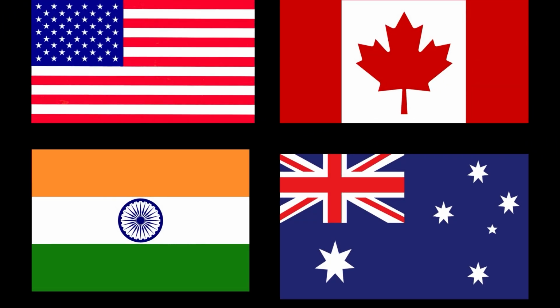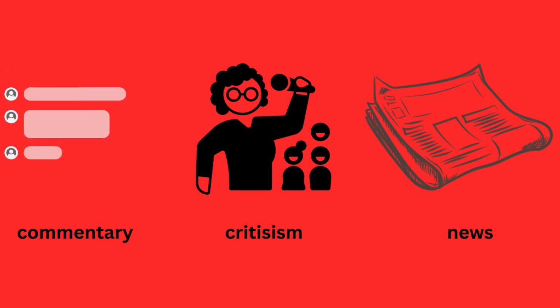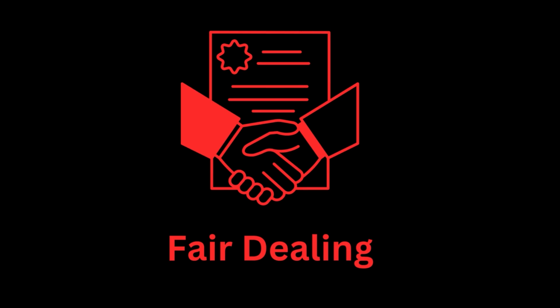When can you use copyrighted material? The rules around fair use vary depending on where you live. For instance, in the US, fair use often applies to commentary, criticism, news reporting. In other countries, this might be called something different, like fair dealing in the UK, but the idea is similar.